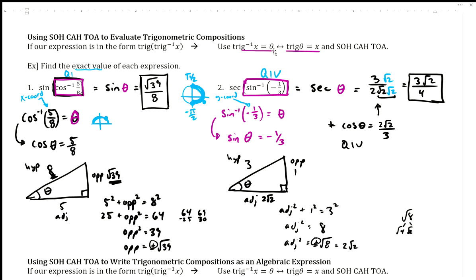Okay, so that's it. When you see a composition with trig functions, it's mostly just a SOHCAHTOA problem. So don't let them freak out. The largest part is SOHCAHTOA.